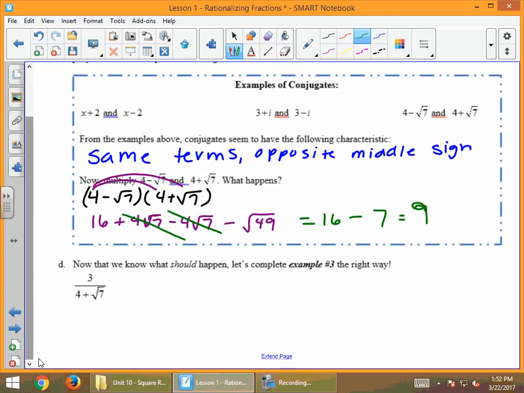Now, let's see what happens when we do multiply the top and bottom by the conjugate. So the conjugate's 4 plus radical 7, or the denominator's 4 plus radical 7. The conjugate's going to be what? Once the middle sign's a plus sign, the middle sign's going to turn to a negative for the conjugate. So we would say 4 minus radical 7. So whatever is the bottom, you're also going to multiply in the top.